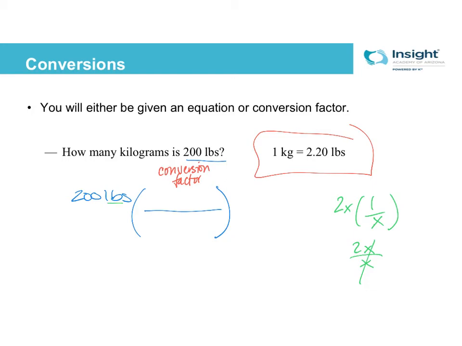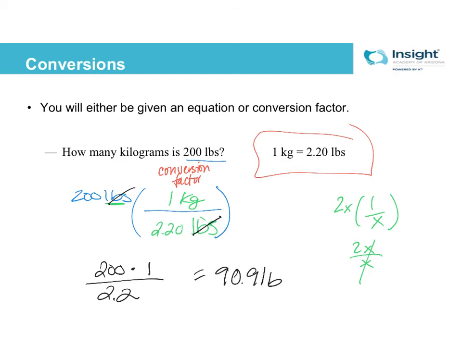So if we want to cancel pounds, we need pounds to be on the bottom. And my conversion factor says that it's 2.2 pounds for 1 kilogram. So my pounds cancel. And then math-wise, what I have is 200 times 1 divided by 2.2, which equals 90.9 pounds.